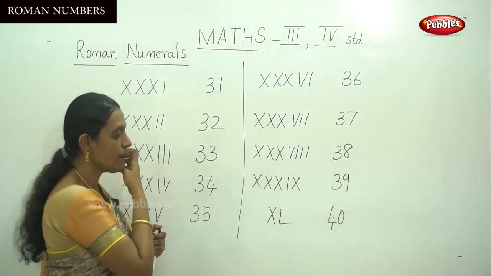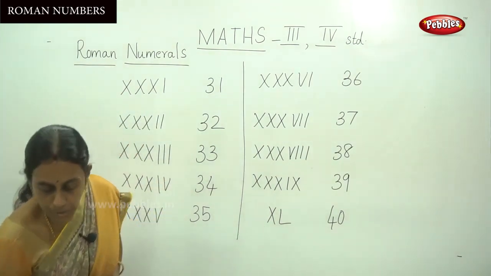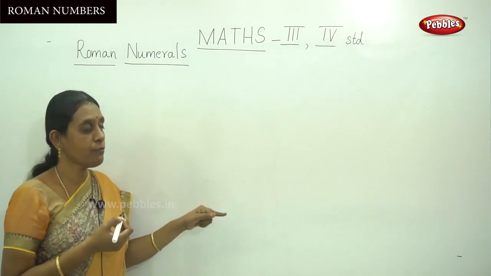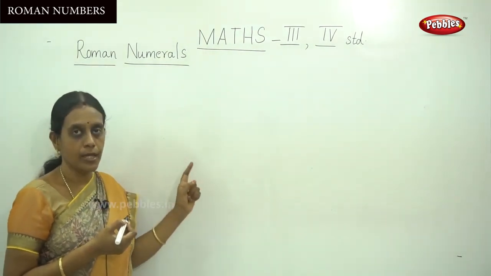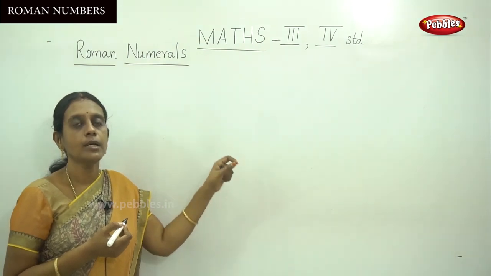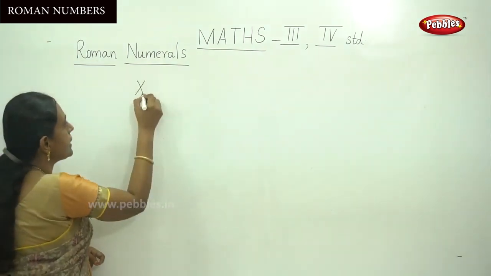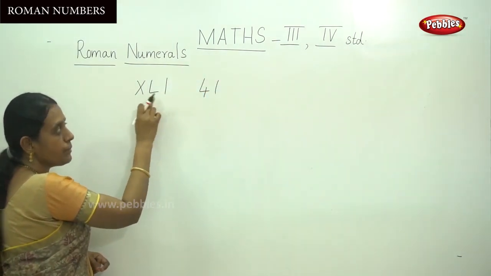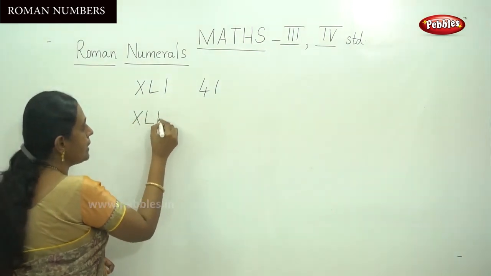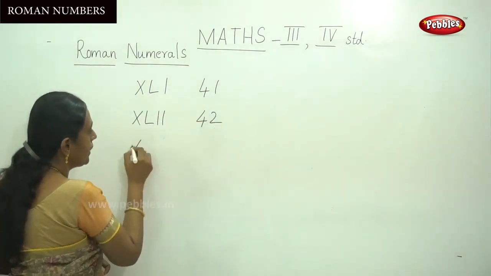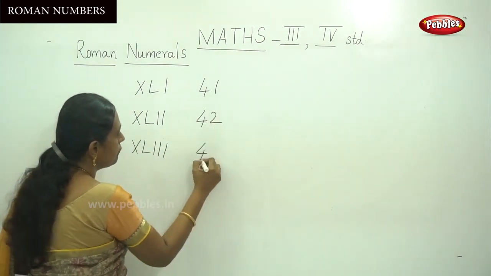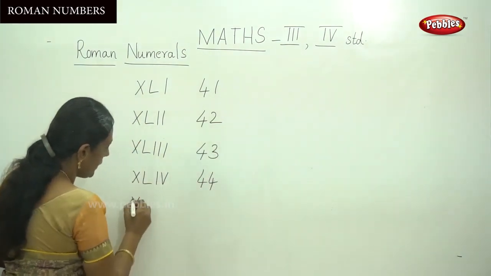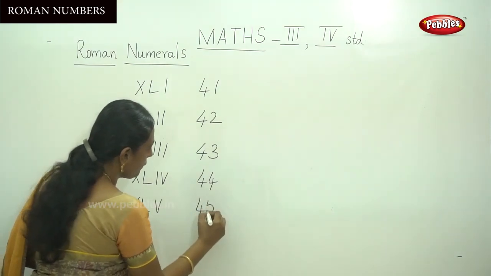Okay, and next we have to write 41 to 50. For 40, that is XL, the Roman numeral for 40. XL1 is 41. This is 40 plus 1, 41. And XL2 is 42. XL3, 43. XL4, 44. And XL5, 45.